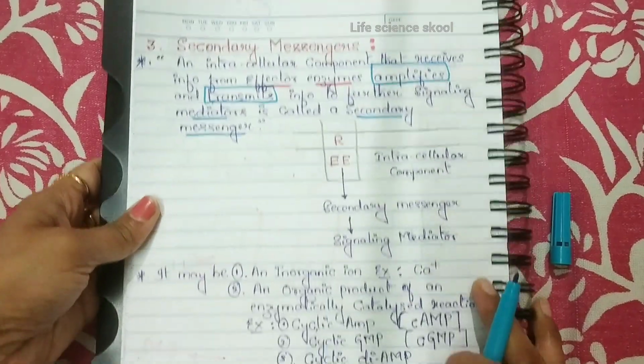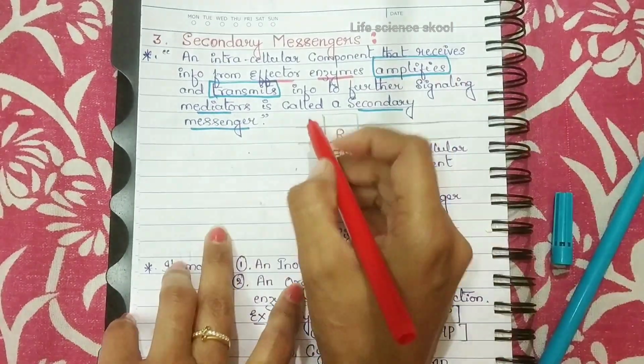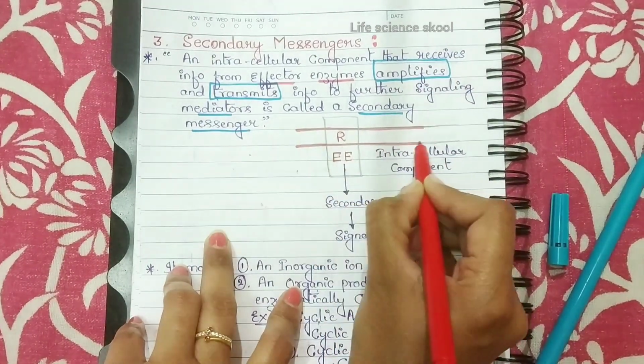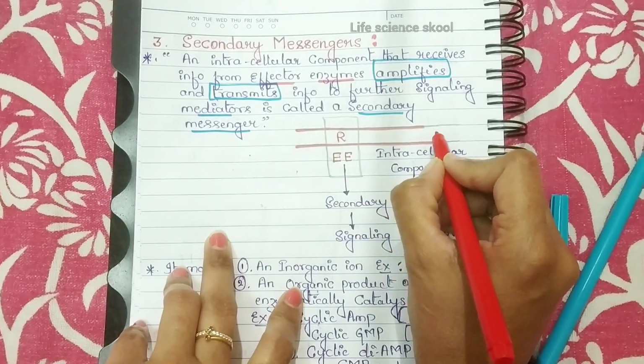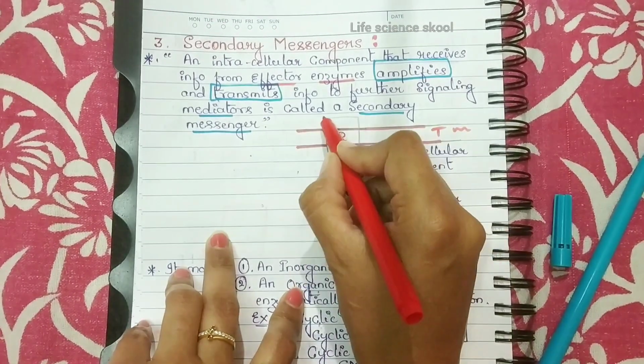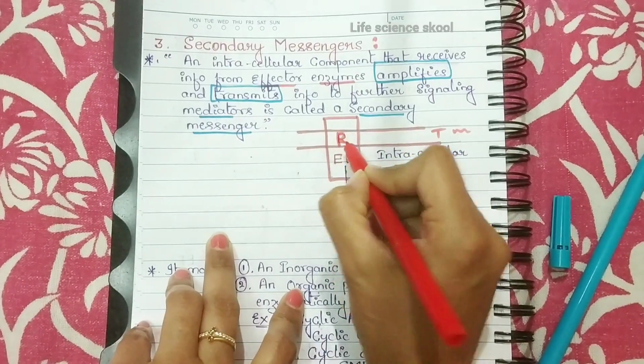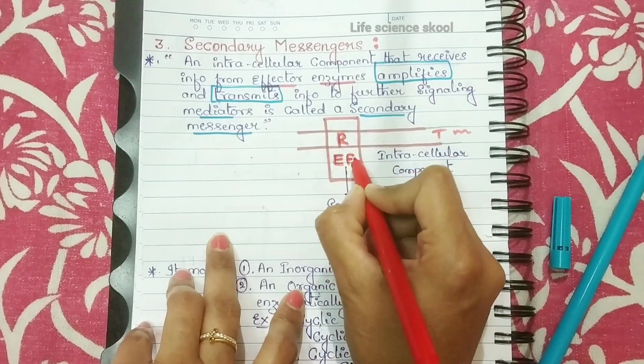To help you understand, you can follow the definition from the diagram here. This is the plasma membrane or transmembrane, and this is the receptor, a receptor with an effector enzymatic activity.